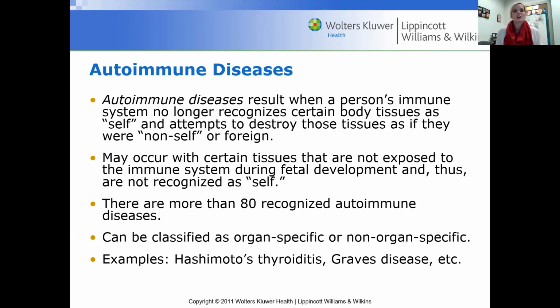So this may occur with certain tissues that are not exposed to the immune system during fetal development. And so therefore they're not recognized as self because it wasn't exposed to that in that development stage. There are more than 80 recognized autoimmune diseases. So there's lots of different types of autoimmune diseases. They can be classified as either organ specific or non-organ specific. And there's a couple examples down there. Graves' disease, lupus is one. So there's just different examples that you may have heard of. That's all I want you to be familiar with for autoimmune disease, what it is. And again, it's pretty much the immune system not working properly.